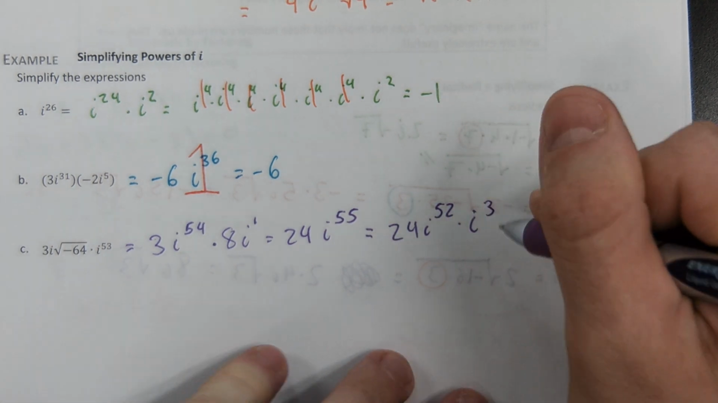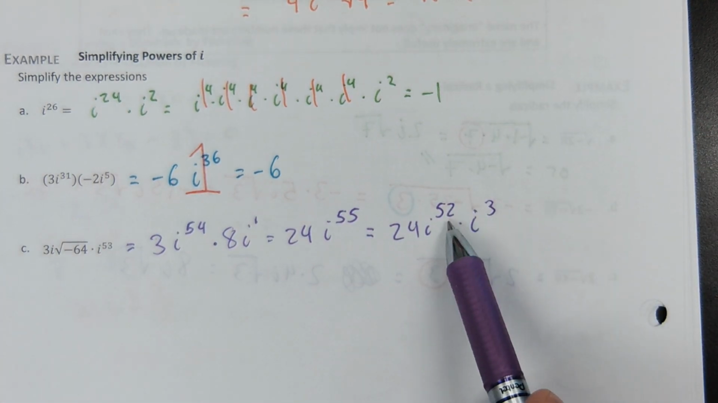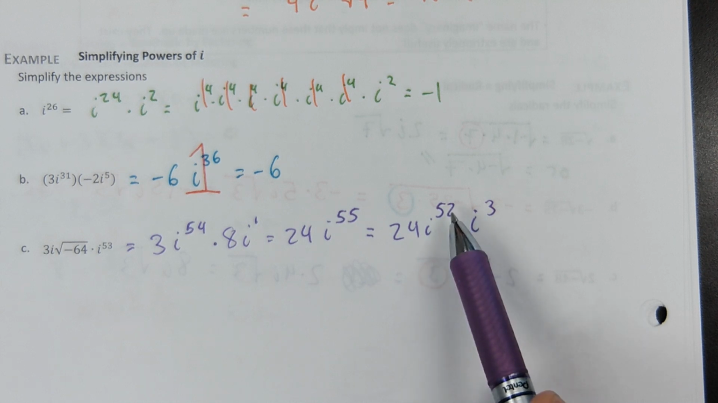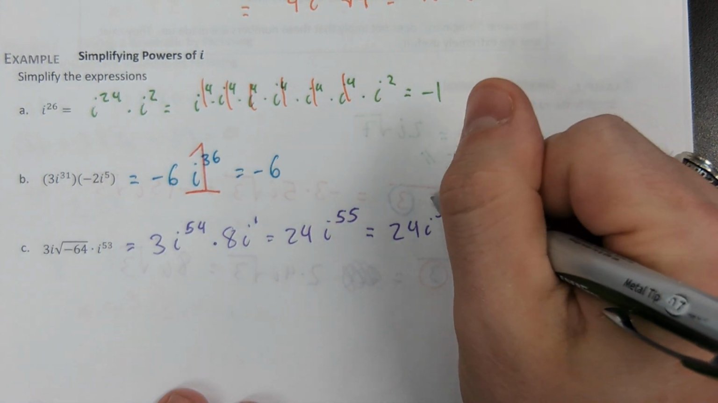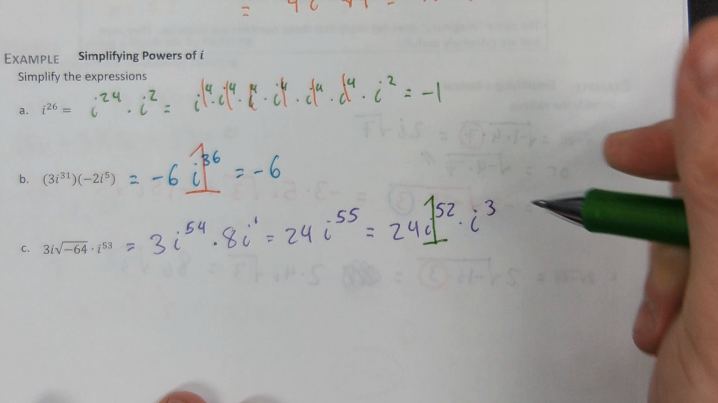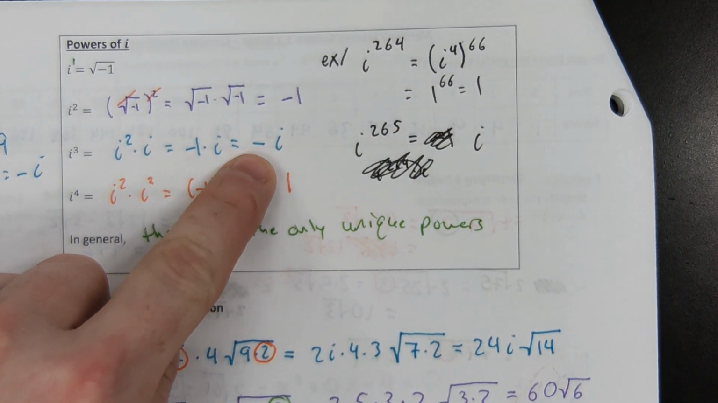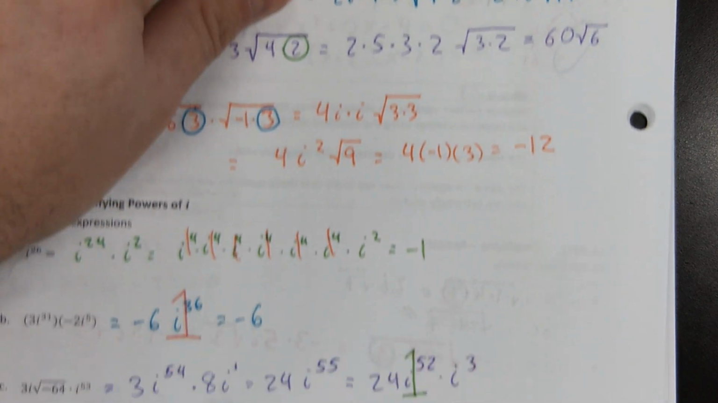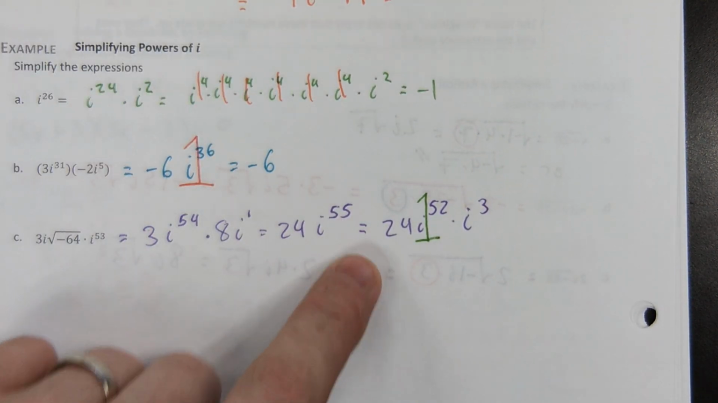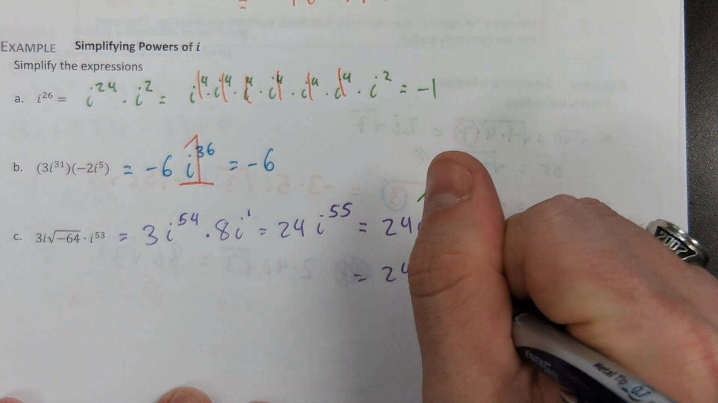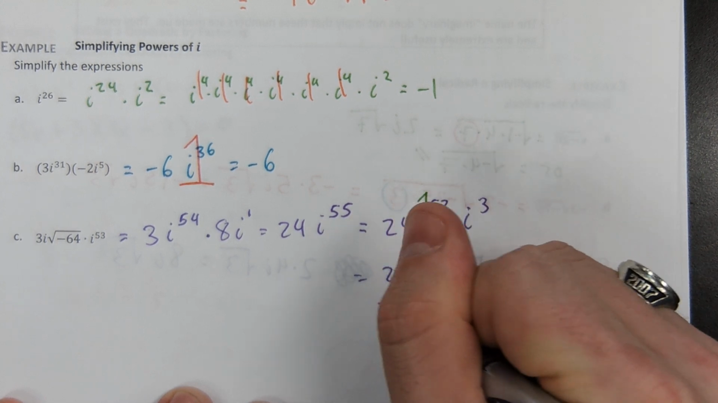52 plus 3. Because this is a multiple of 4, i to this power is equal to 1. So this whole expression right here is 1. And i cubed is negative i. So this is 24 times negative i, which is negative 24i.